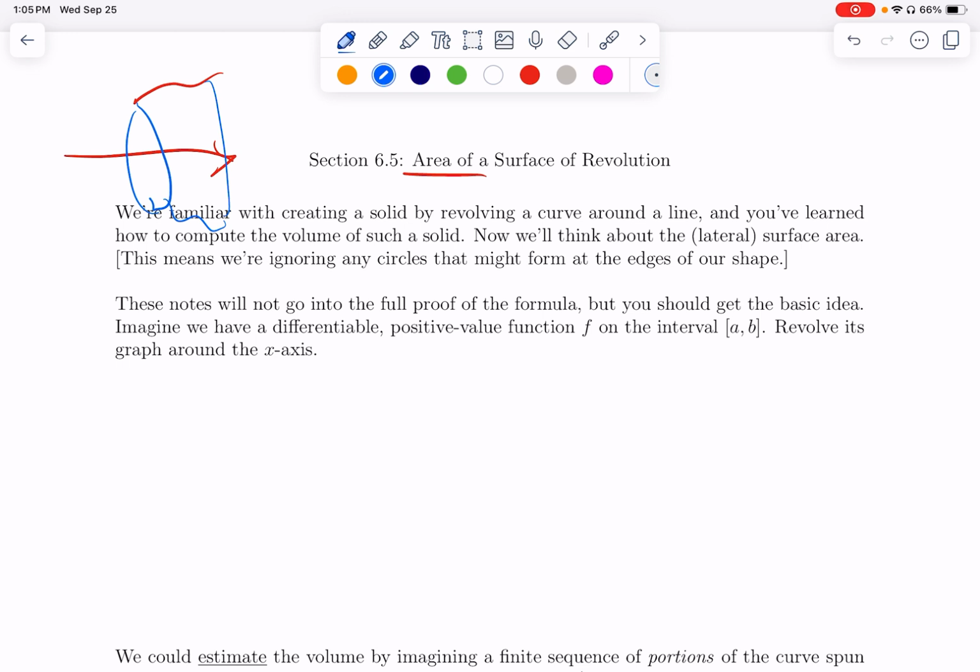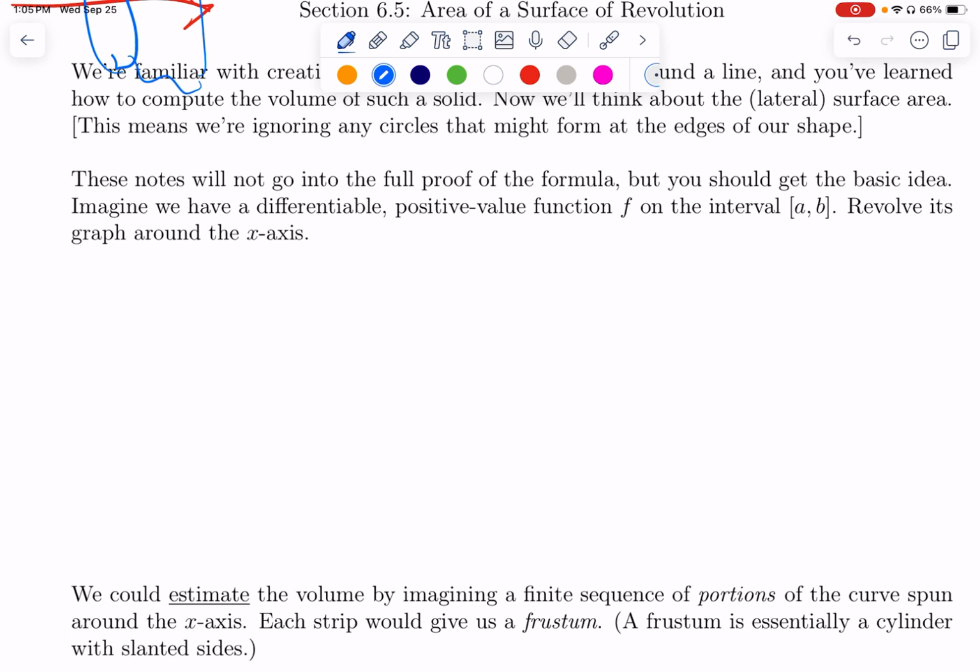So we're used to creating a solid of revolution, and something that you saw a while ago is how to find the volume using calculus. So what we're going to do instead is we're going to ask ourselves, how can we find the surface area, the lateral surface area? So here's kind of our setup.